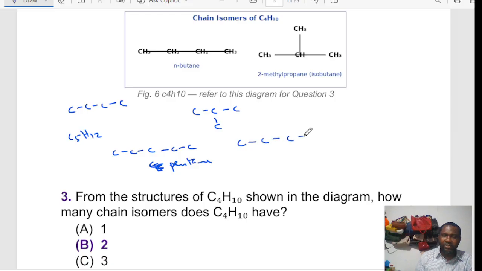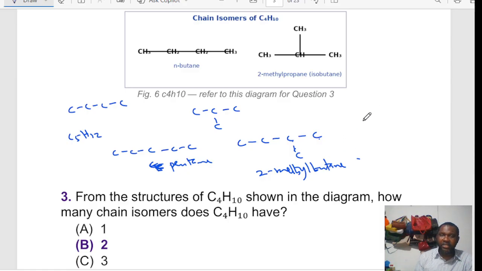Then one of them should be a branch. This will be 2-methylbutane. This is another one. Now I could have shifted it this way, but it will still be the same thing. Whether this carbon is here, it is 2-methylbutane. If I move it here, it will still be 2-methylbutane, because here I will have to count from here 1, 2, but if I move it here, I will have to count from here 1, 2. So it's still 2-methylbutane. So that means we are done with only one branch.